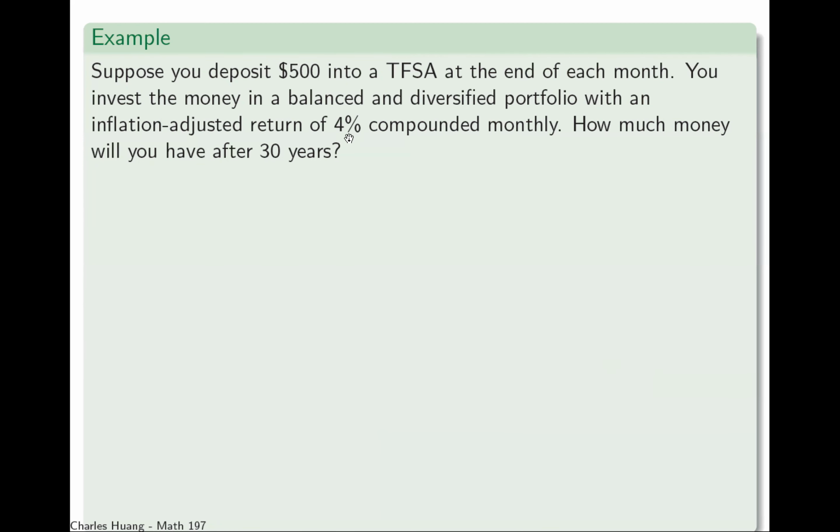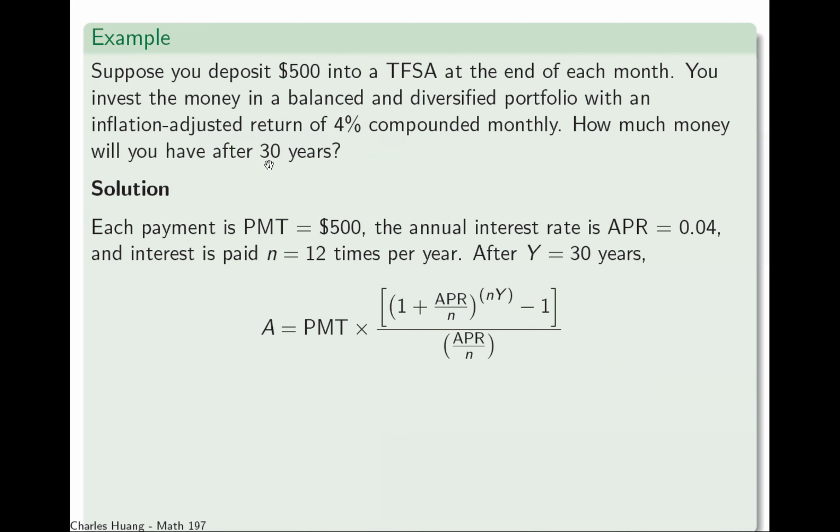And let's say we are able to grow our money compounded monthly. Usually the compounding period using our formula is the same as the payment period that we put in our deposits. So here we put in $500 every month. We're going to do our compounding every month as well. Here the rate is 4%. We want to know how much you will have after 30 years.